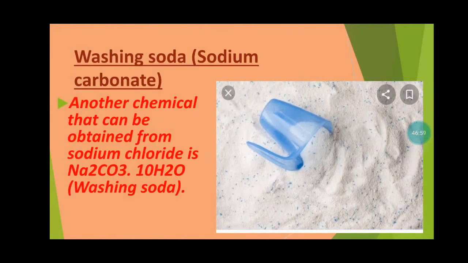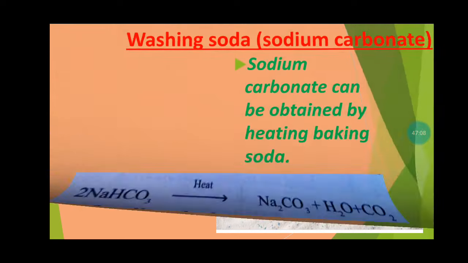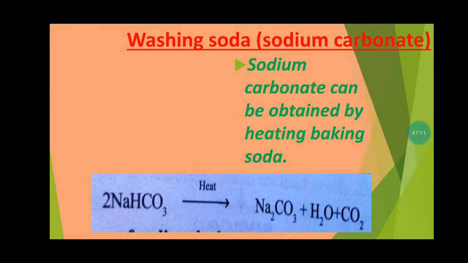Another important salt prepared from common salt is sodium carbonate. Do you know how it is prepared in the laboratory? If we take 2 molecules of NaHCO3 and heat, you will get sodium carbonate. Now it is a small reaction. Whenever we heat baking soda in the laboratory, you get sodium carbonate along with water and carbon dioxide gas, both of which are lost to the atmosphere as vapor, and only sodium carbonate remains.